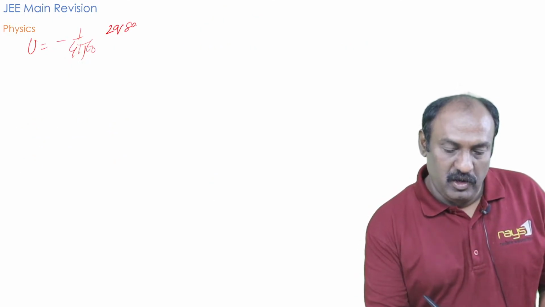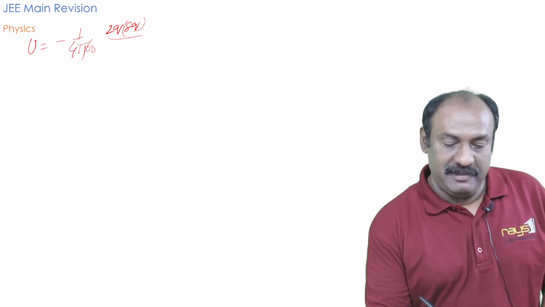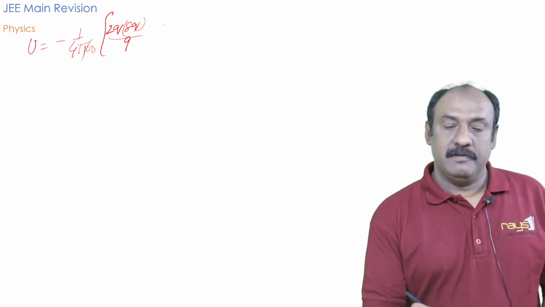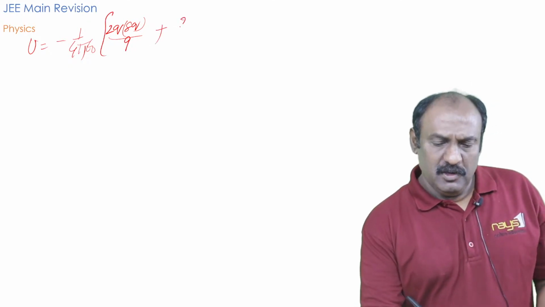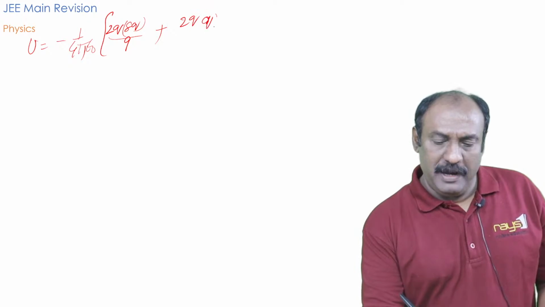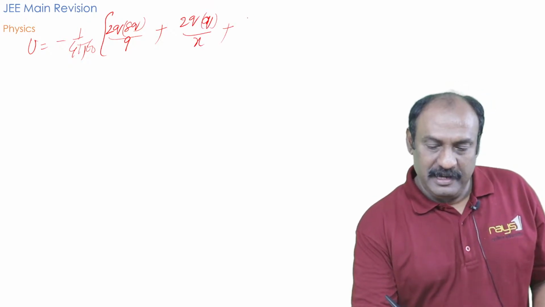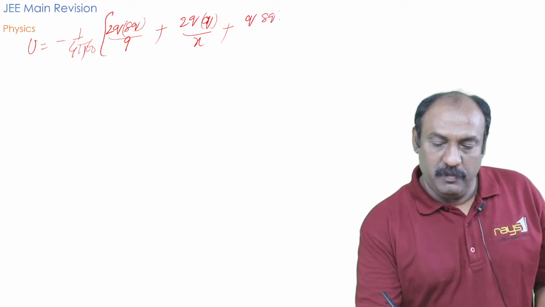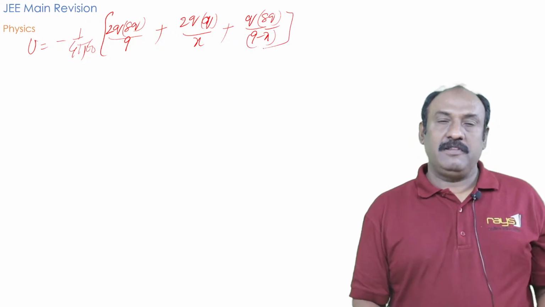2Q into 8Q by here distance is 9 plus 2Q into Q by distance is x plus here it is Q into 8Q by distance is 9 minus x. So, this is the potential energy.